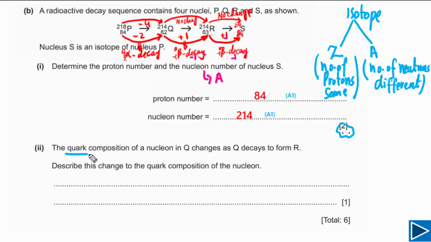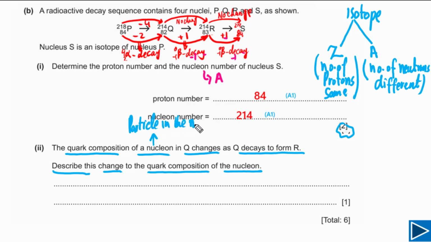For the second part, it is given to us that the quark composition of a nucleon in Q changes as Q decays to form R. We need to describe this change to the quark composition of the nucleon. First of all, let's understand what a nucleon is. Maybe some of you are not clear what a nucleon is. A nucleon is a particle present in the nucleus. Examples of nucleons are protons, because protons are present in the nucleus, and neutrons are also examples of nucleons.